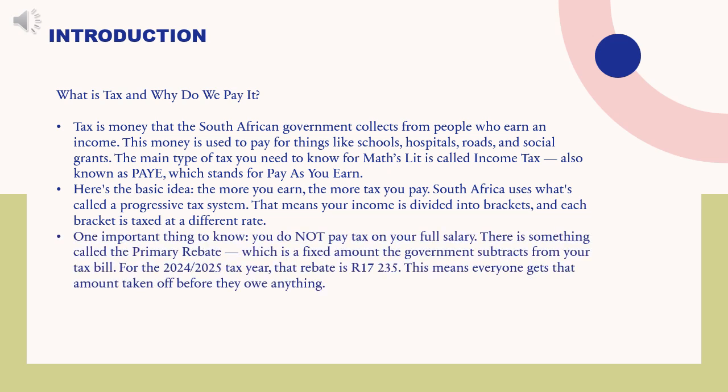One important thing to know: you do not pay tax on your full salary. There is something called the primary rebate, which is a fixed amount the government subtracts from your tax bill. For the 2024/2025 tax year, that rebate is 17,235 Rand. This means everyone gets that amount taken off before they owe anything.